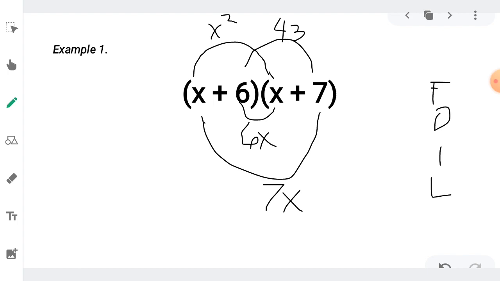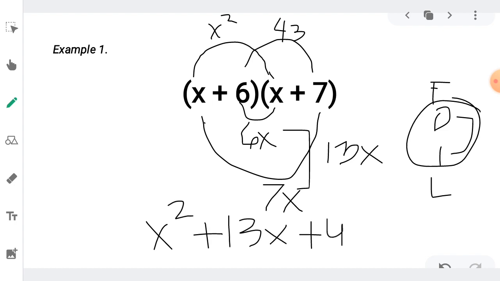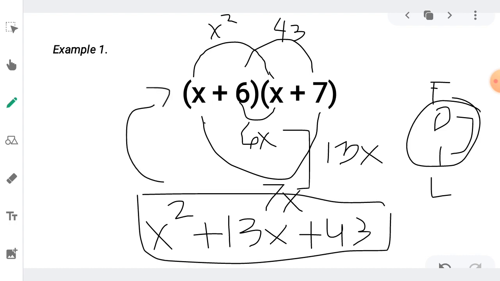As you notice, the outer and the inner are like terms, so we need to combine them. We add 6x plus 7x, which is equal to 13x. Always remember that we always combine the outer and inner. So the final answer for the given problem is x squared plus 13x plus 42. This is the answer in this problem.